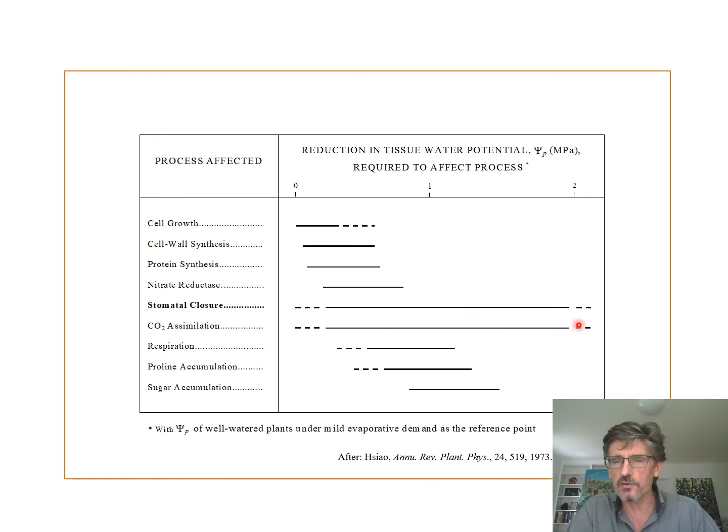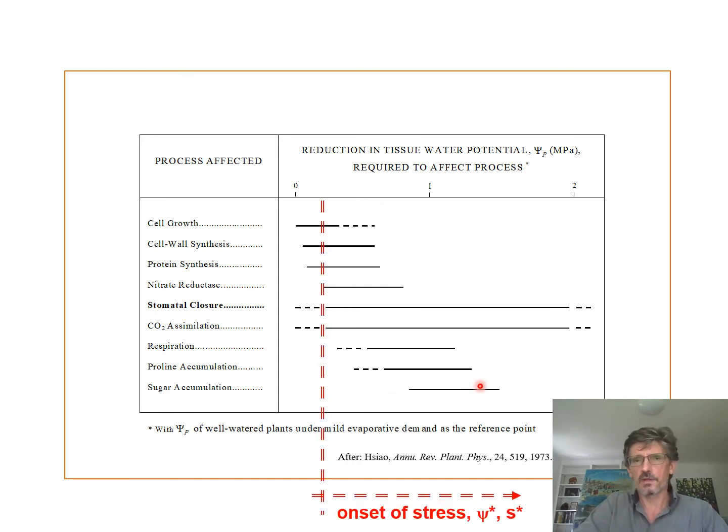But what really, as I told you, happens is that they also begin to close their stomates, and they keep reducing the opening of their stomates until they're fully closed, only at very extreme values of stress. As I told you, stomatal closure spans the whole range of water stress. But in parallel, you also have CO2 assimilation that gets reduced as the stomates close. Respiration, since all the plant metabolism is reduced, plants also reduce their respiration, and the sugar accumulation and other things. So we have a point of onset of stress, as I said. We can single out a plant water potential or a soil relative water content as a start.